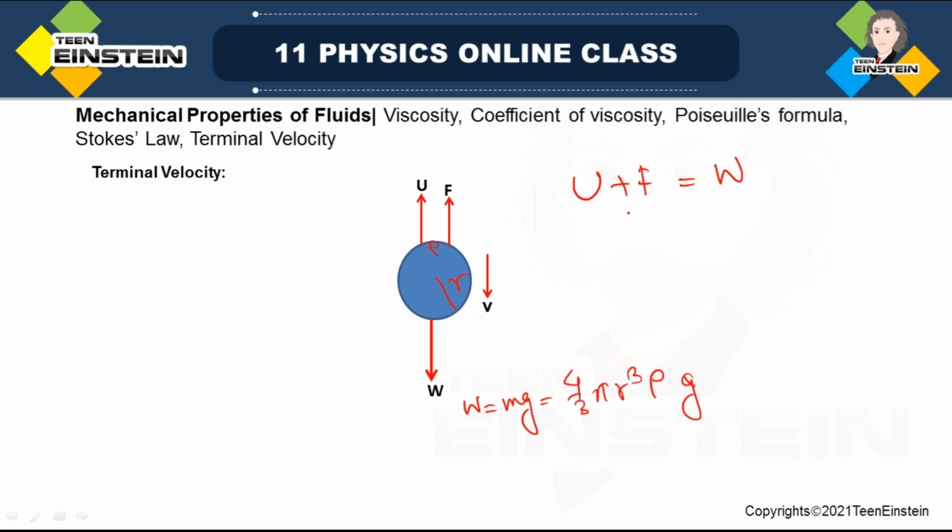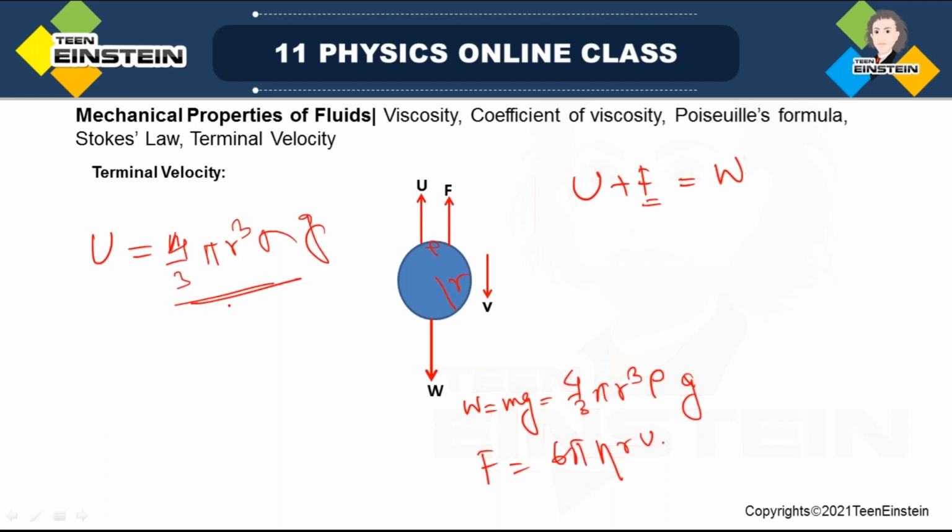Okay. And what is this force F? We already know it is 6 pi eta r v. And what about this U? U is the buoyancy force. You know the buoyancy force will be the weight of the displaced fluid by this ball. So the displaced volume of the fluid is 4 by 3 pi r cube, and sigma is the density, and g. This will be the upthrust.